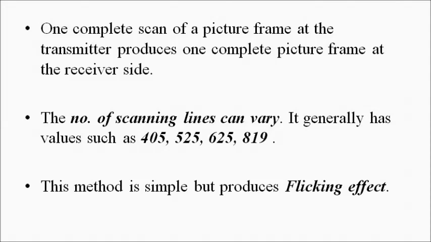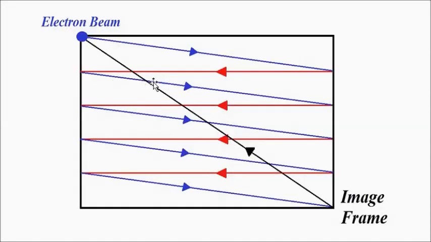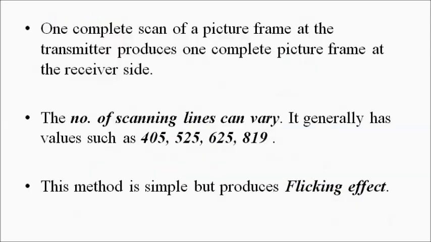So here the important thing is the number of scanning lines. The different TV systems have different numbers of scanning lines adopted in various countries. It can have values of 405, 525, 625, 819. So you see how many scanning lines there are in one frame.